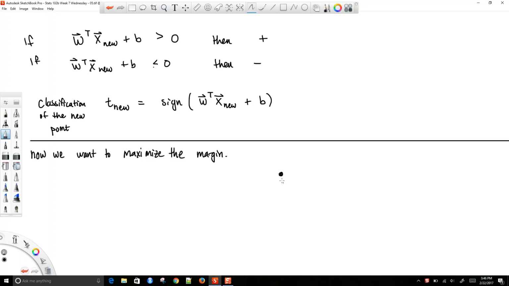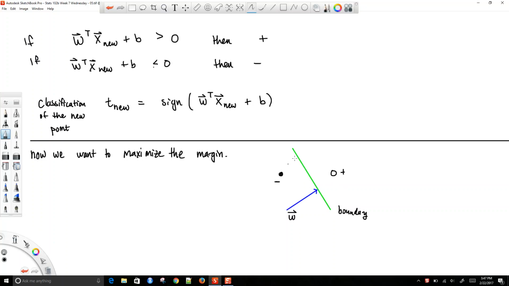Okay, so here I've got a negative point, and I've got 2 points. This will be a positive point, and this is my boundary here. So this is our boundary. This is our W vector.